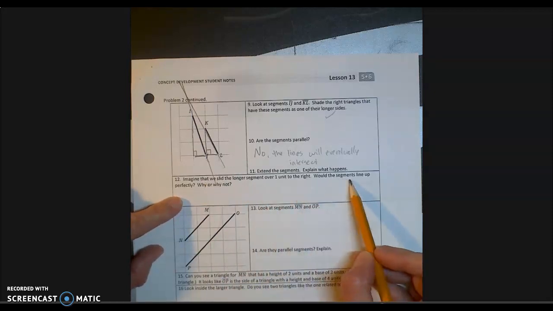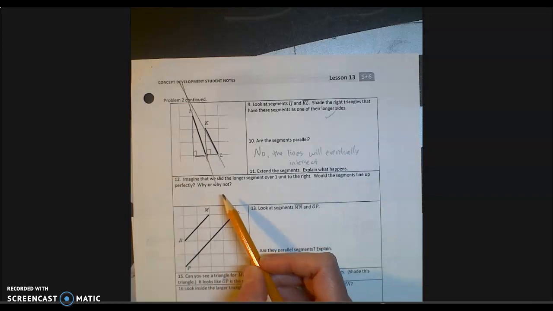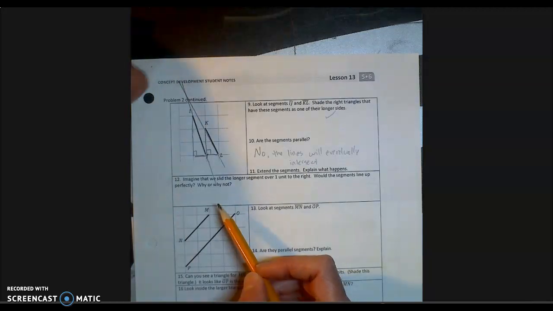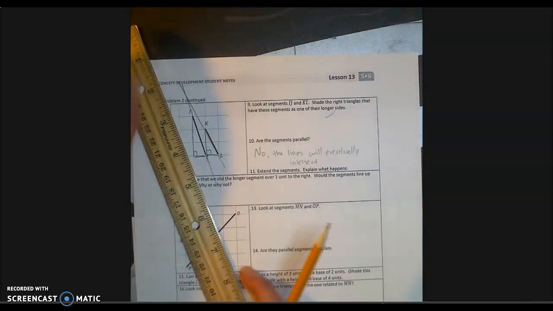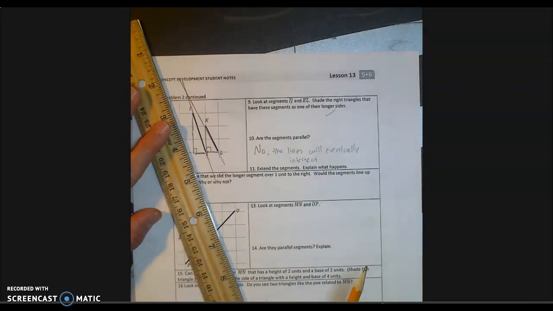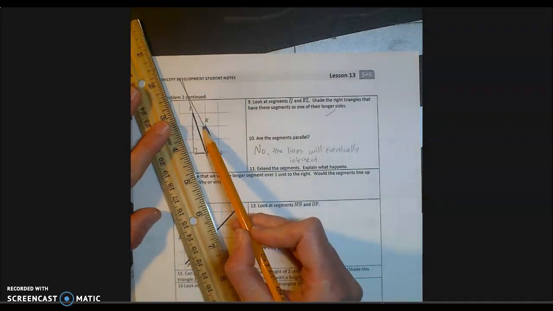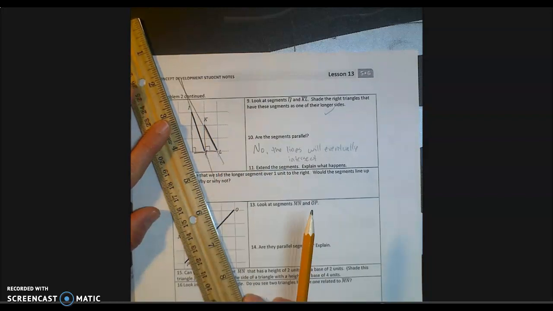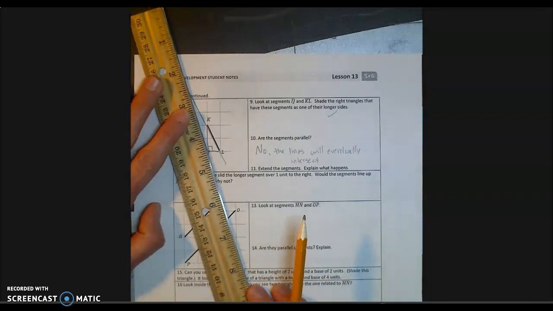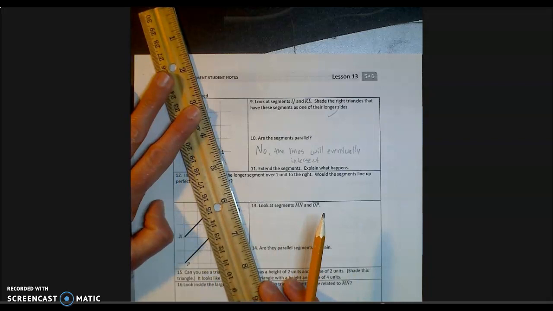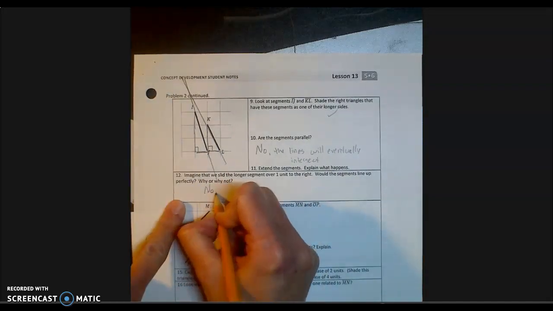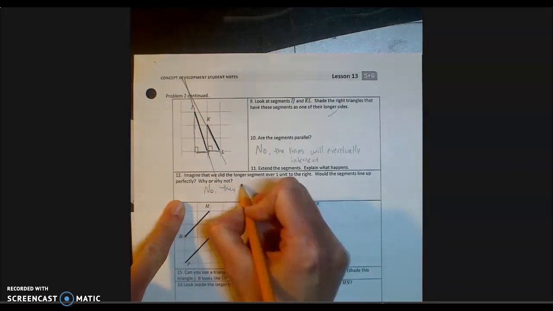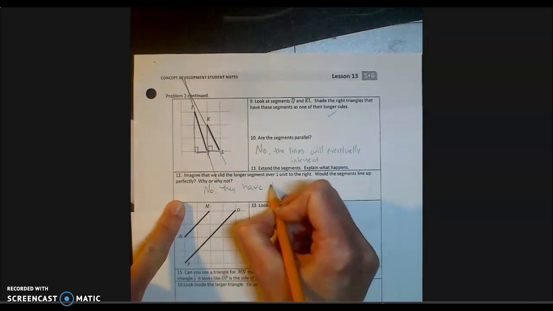Number 12, imagine that we slid the longer segment over 1 unit to the right. Would these segments line up perfectly? Why or why not? What do you think, Mrs. Delahunt? I don't think so, because if you look, KL is actually 1 unit shorter, so their angles are not the same on that bottom corner. Right, and if we slid it over, it still is not going to be the same, because they have different angles.